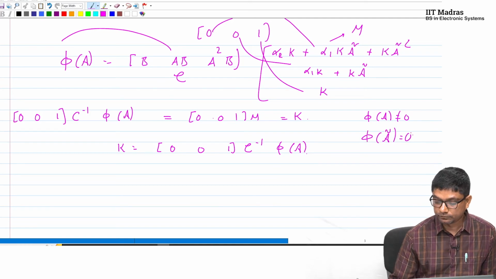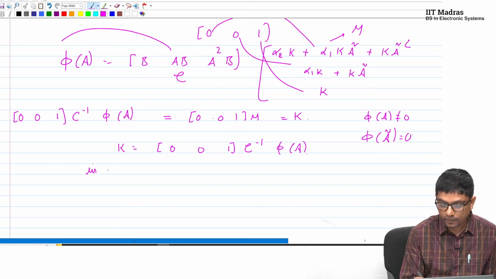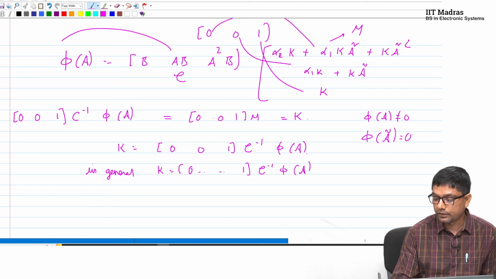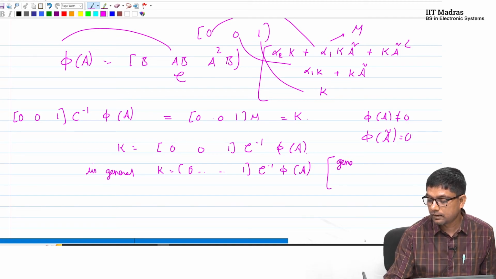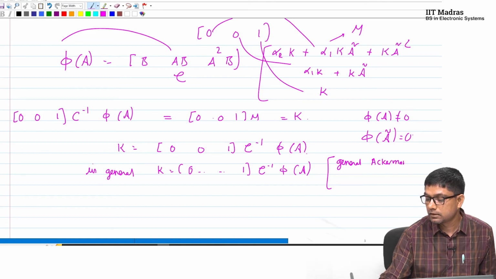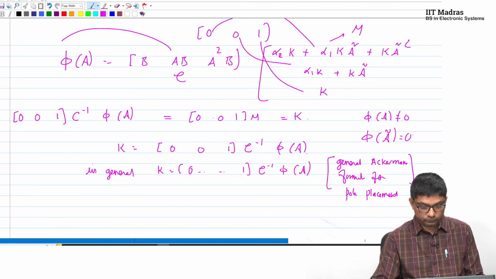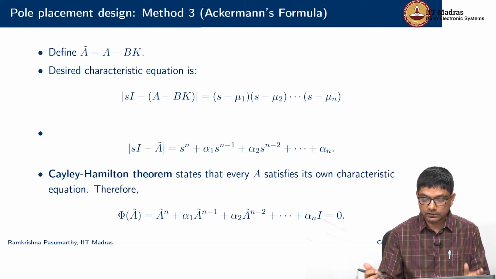Okay. Now, in general, I will have k as 0, just the last entry being 1, C inverse phi of A. So, this is the general version of Ackermann's formula for arbitrary pole placement. Okay. So, that is all.